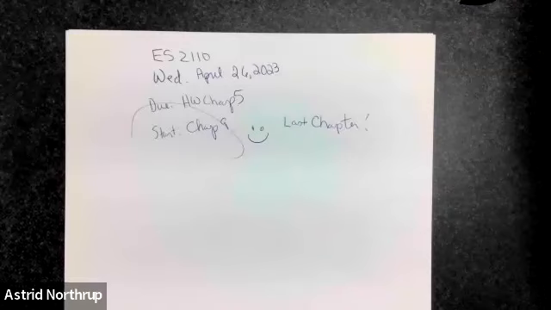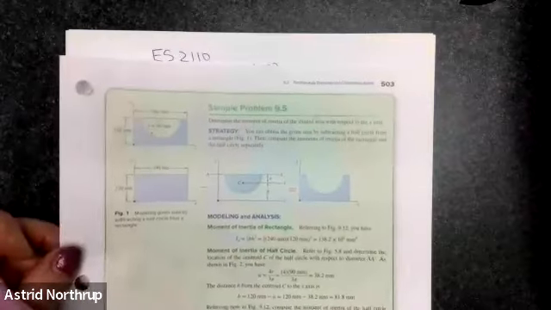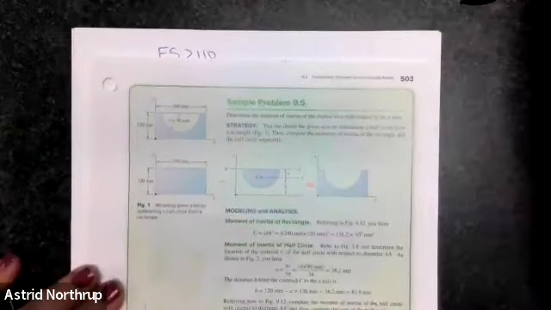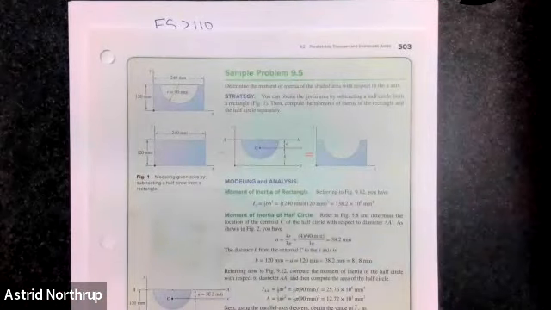All right, so let's talk a little bit about chapter 9. Chapter 9, we start talking about distributed forces, and we're getting into this idea of a moment of inertia. And we're only covering sections 9.1, 9.2, and 9.5. So what we're talking about when we talk about a moment of inertia is a moment of an area, which we're not going to be talking about.